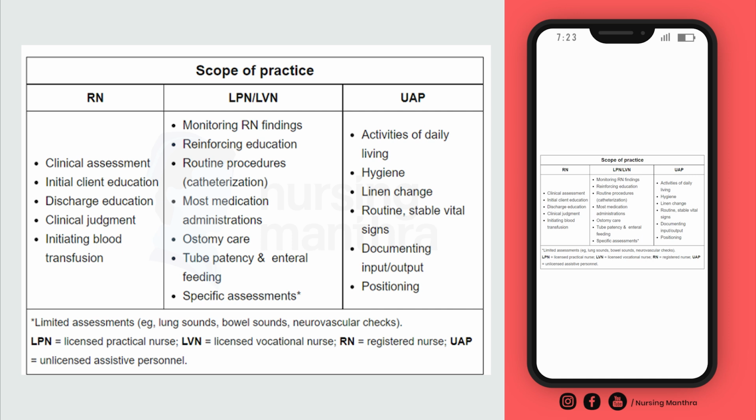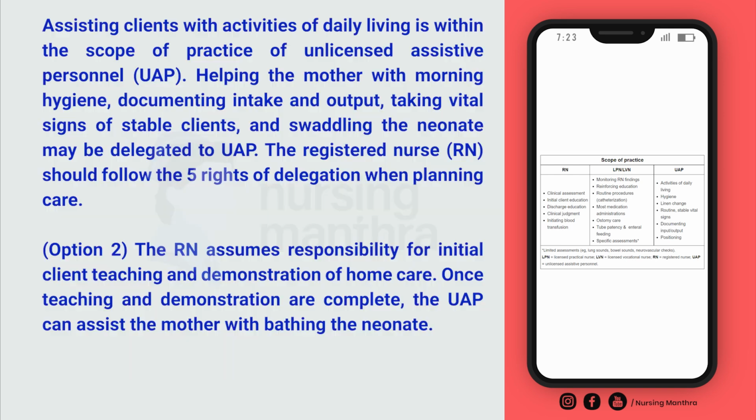For unlicensed assistive personnel, which activities can they perform? Activities of daily living, hygiene, linen change, routine or stable vital signs checking, documenting intake and output chart, positioning; all these can be done by the unlicensed assistive personnel. So assisting clients with activities of daily living is within the scope of practice of unlicensed assistive personnel. Helping the mother with morning hygiene, documenting intake and output, taking vital signs of a stable client, and swaddling the neonate may be delegated to the UAP.